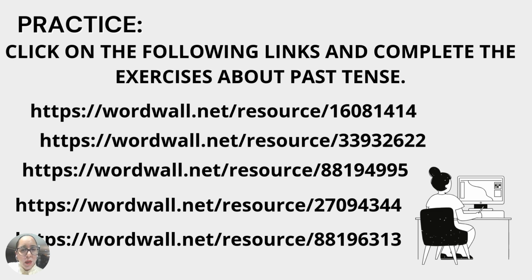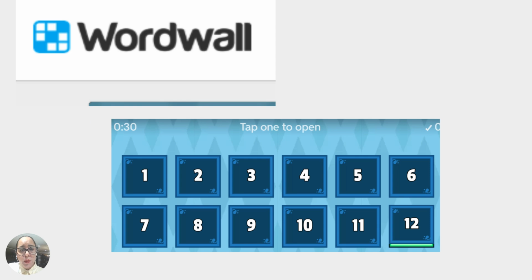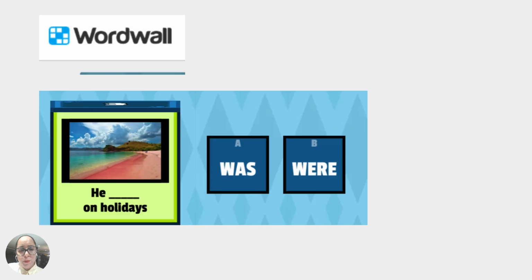For practice, we will go to these links, and you will find different exercises, interactive activities, and games in order to practice the past tense of verb to be, and also regular and irregular verbs. The platform that we're going to use is WordWall. In this platform, you will find exercises like this.